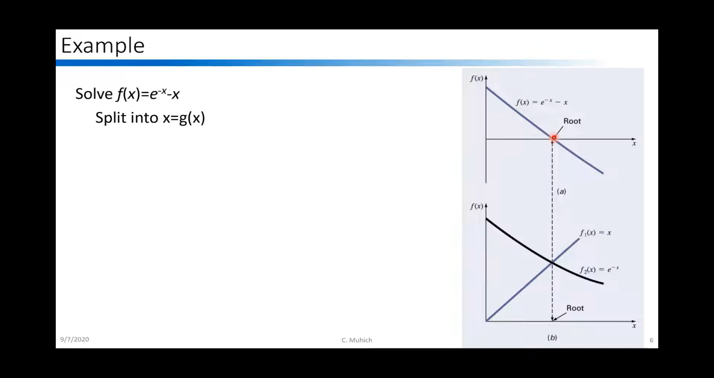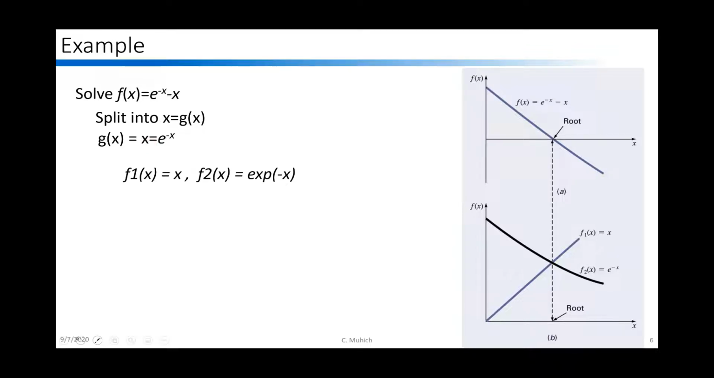What we're really doing is splitting this e to the minus x into two equations, so we put this into the g of x form. We move this negative x over to the other side to get g of x, x equals e to the negative x. Graphically, this represents the intersection of these two functions. Here we have e to the minus x, here we have x, and we're looking for where these two intersect, where this equation is true.